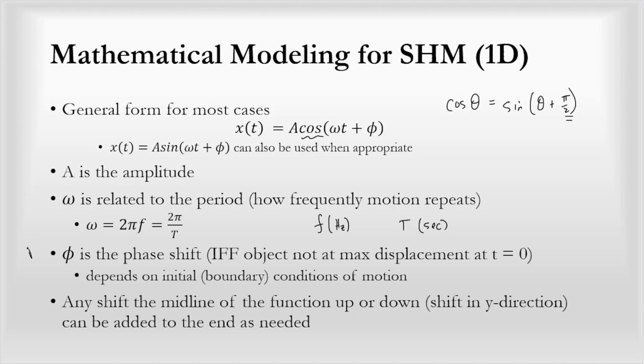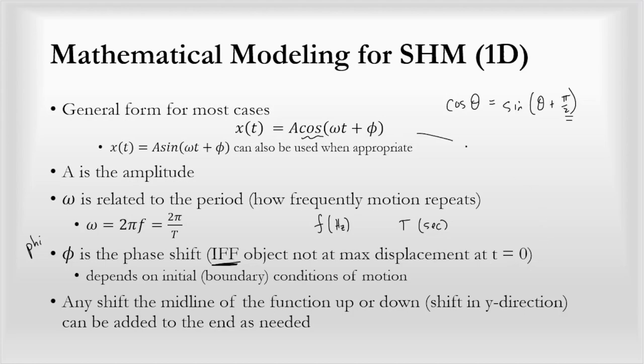Phi here, I call this Greek letter phi. Some people call it phi. I'm fine either way. It's the phase shift, and it's in there if and only if, so if you're in math, you recognize the if and only if here, the object is not at maximum displacement at t equals 0.